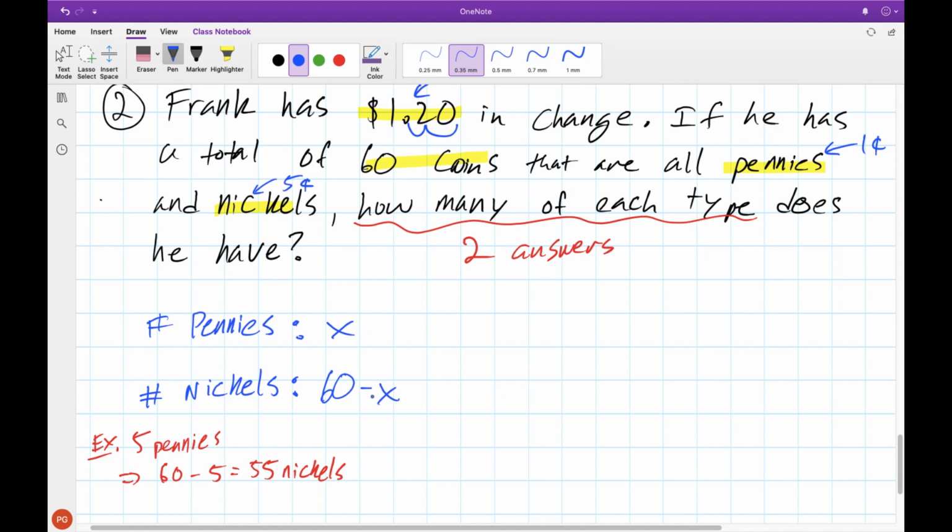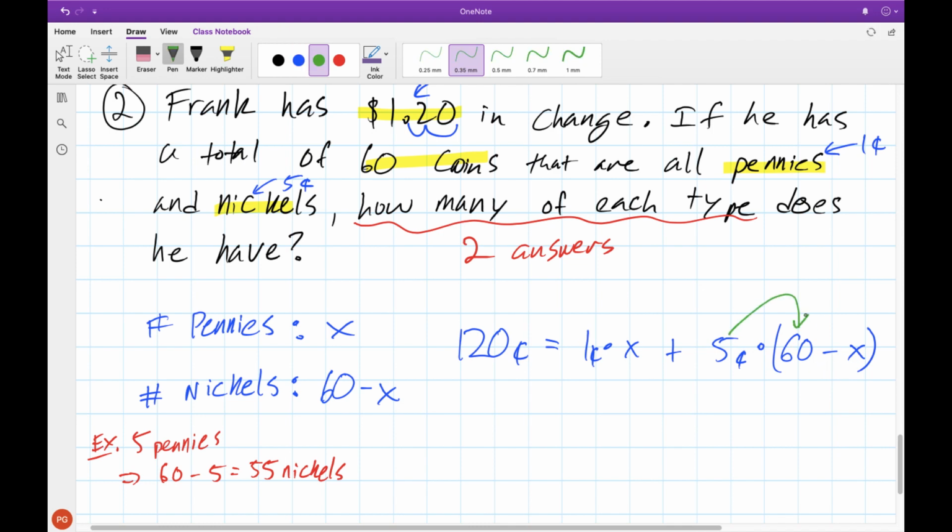Once we have our variables set up like this, we can again use the same sort of equation that we did last question. Our total of 120 cents is going to be equal to the number of pennies and the number of nickels, but we need to multiply the number of pennies by their value, which in this case is 1 cent. We need to do the same thing for the nickels, and don't forget we want brackets because this 5 cents is being multiplied by everything here. This 60 minus x is getting multiplied by 5. This whole thing right here is the number of nickels, not just the 60, not just the minus x.